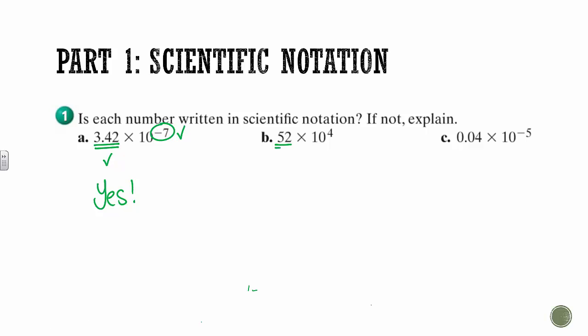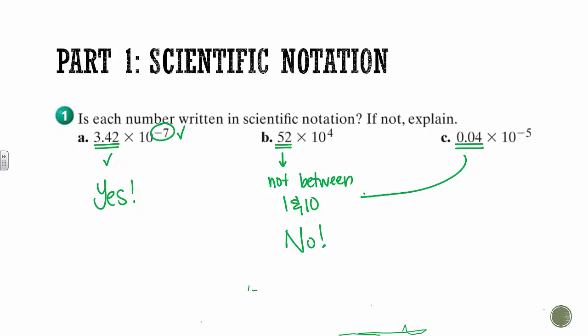And then the next one. This guy right here is not a number between 1 and 10. So this whole thing is not in scientific notation. Same thing with this one. This number is not in between 1 and 10. This number is okay, but because of that, this is also not in scientific notation.